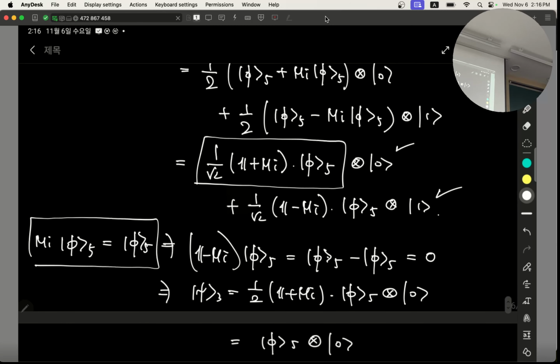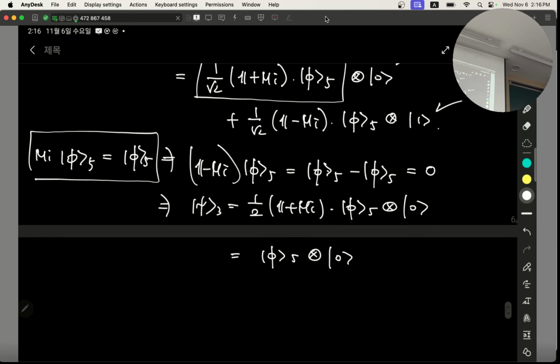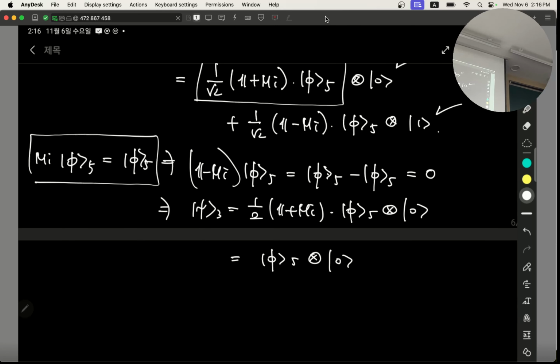So anyway, now it's 1 over 2, and it becomes simply psi5 tensor 0. So when phi is an eigenstate of mi, then what we detect after the measurement is 0. Okay? So when you read out 0, then we can assume that our current state is an eigenstate with plus 1 eigenvalue.